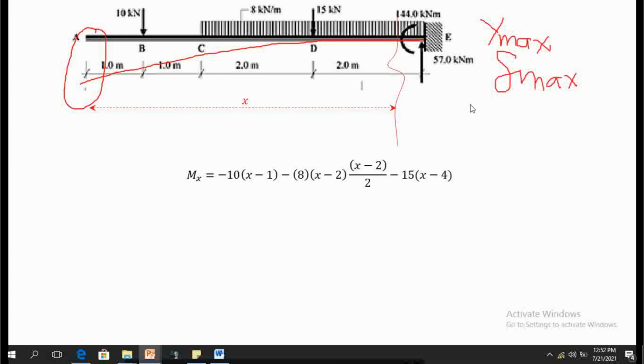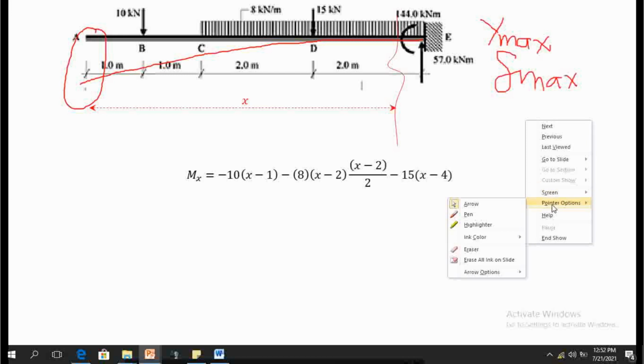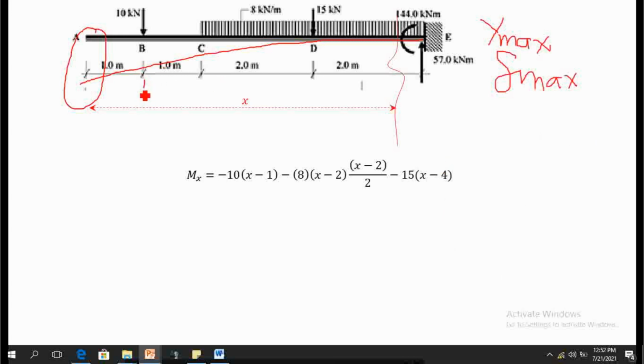Right? So, itong 10 kN na to, kapag nag-moment kay point E, that is counterclockwise, so minus, the distance of this 10 is from here hanggang dito. That is x minus 1. Itong 8 kN per meter, again, this is a rectangle and it stops hanggang doon lang siya.